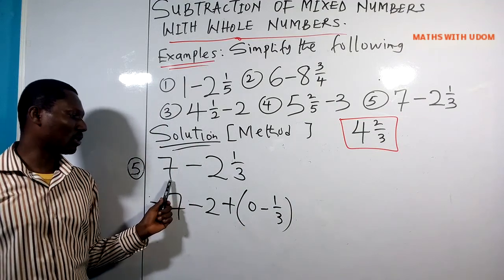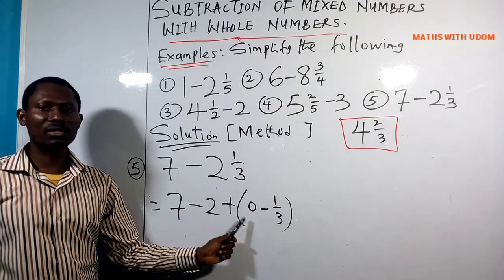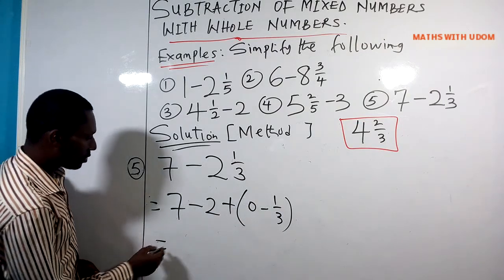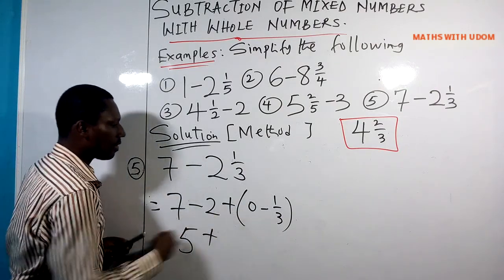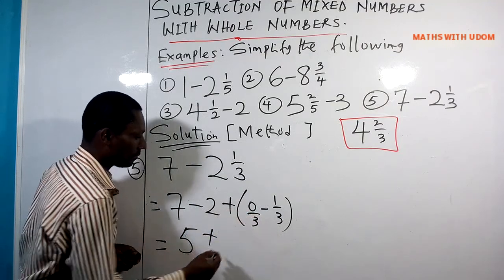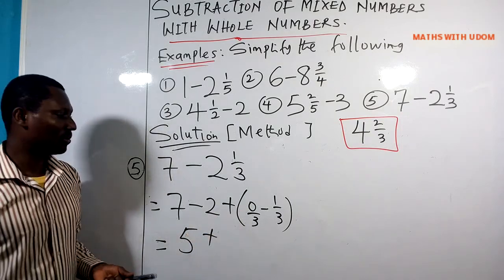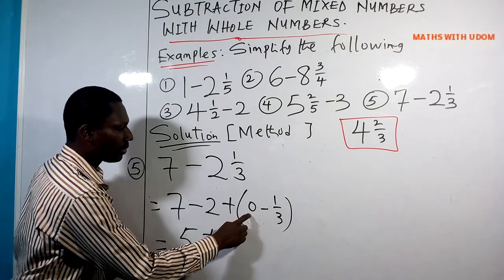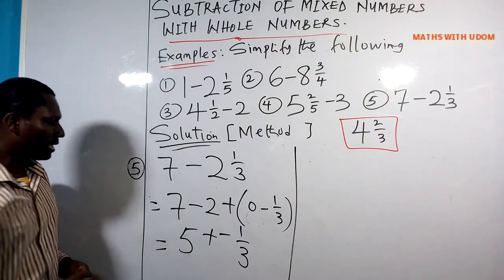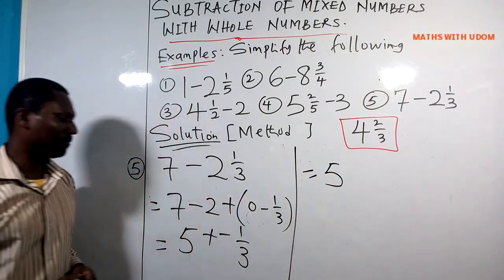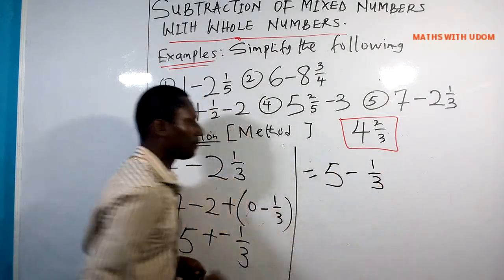This 7 is a whole number. It has no fractional part. I can say 0 over 3, and 0 over 3 also gives us 0. Alright, let's continue. So 7 take away 2 will give us 5, plus 0 over 3, which is 0. And 0 minus 1 over 3 will give me minus 1 over 3. So we write 5 whole number plus times minus is minus 1 over 3.